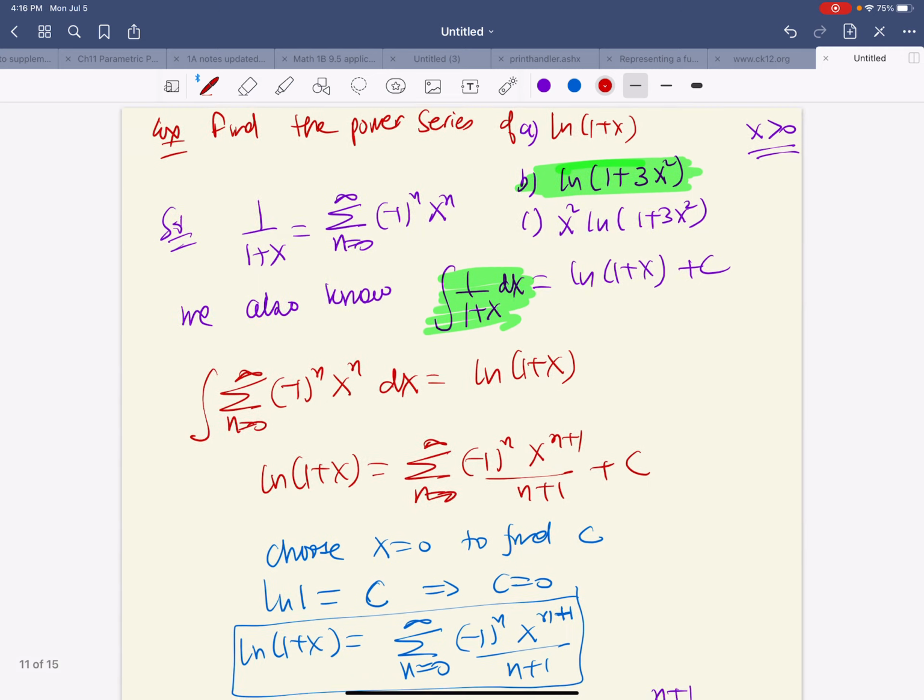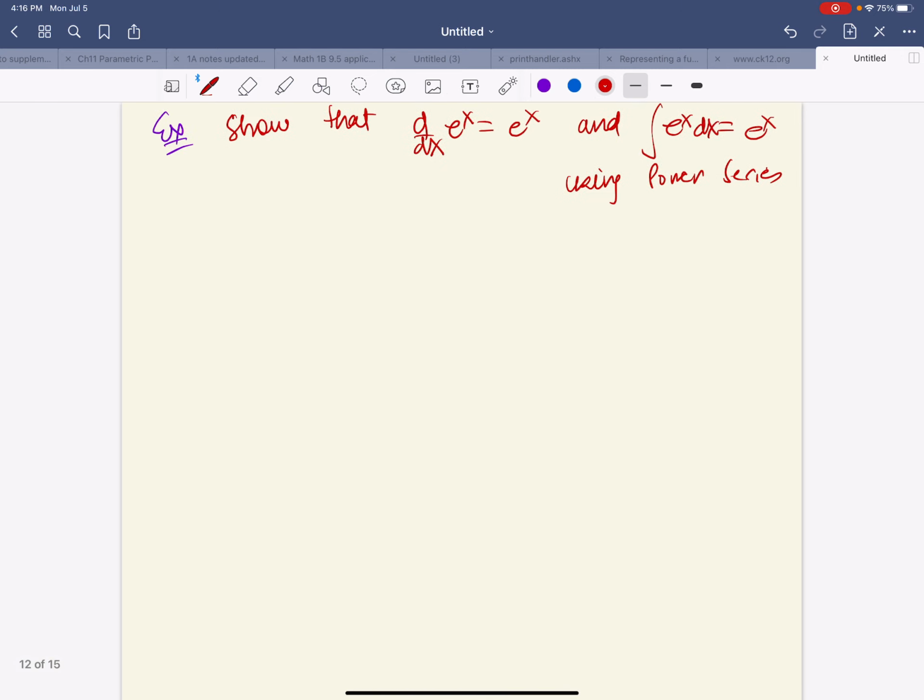All right, let's see, next example. Show that the derivative of e to the power x is e to the power x and the integral of e to the power x is e to the power x using the power series. So how can I use power series to show that the derivative of e to the power x remains the same and the integral of e to the power x remains the same? First of all, the power series for e to the power x is the sum of x to the power n over n factorial. It's one of the elementary series: 1 over 0 factorial plus x over 1 factorial plus x squared over 2 factorial plus x to the third over 3 factorial and so on.